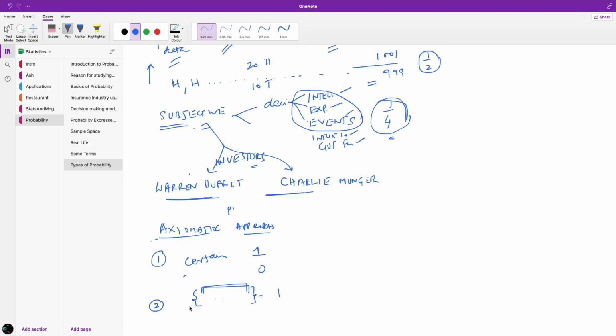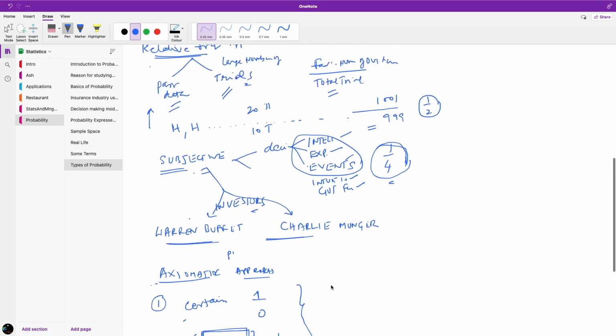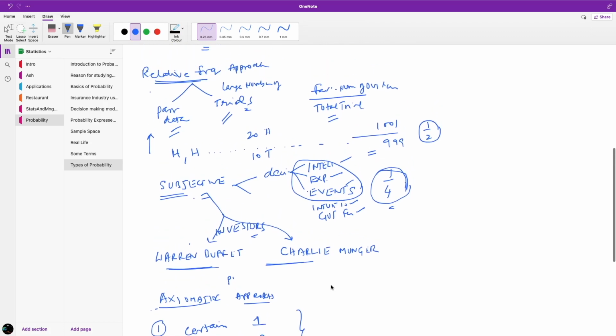The third axiom is when there are two events A and B and they are mutually exclusive, then the probability of A or B happening, P(A or B), is the probability of A plus the probability of B. So the axiomatic approach uses these rules to calculate the probability. This is an introduction to probability, and going forward we'll take up the next topics and do some actual problems.